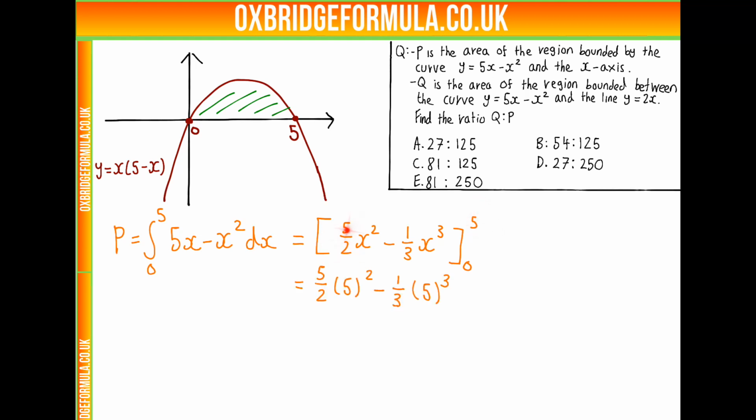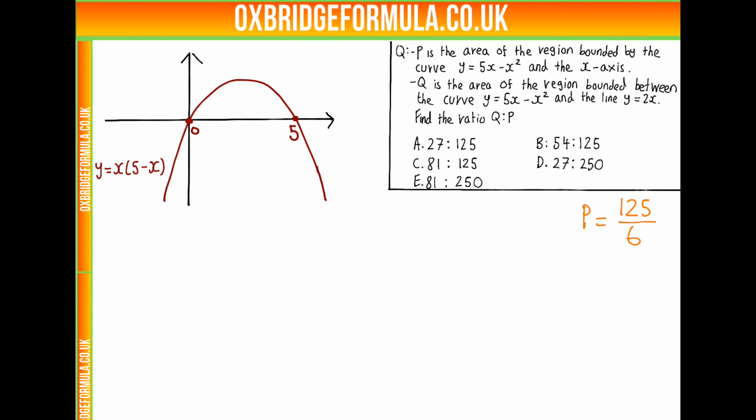So we have 5 over 2 times 5 squared, minus a third times 5 cubed. 5 cubed is 125 for both of these. So we have 125 over 2, minus 125 over 3. And then by either converting to common denominator of 6 and calculating it all out, or noticing that a half minus a third is a sixth, we get that this is 125 over 6, and so we have our area of P.